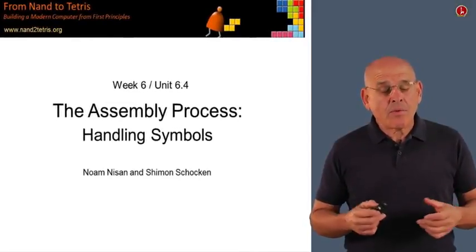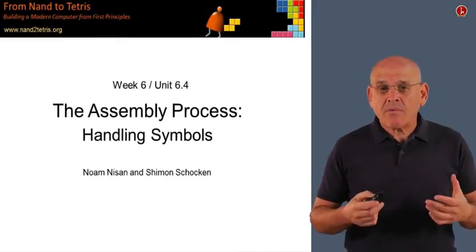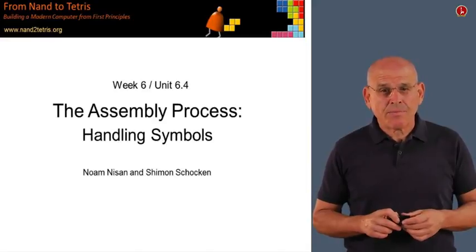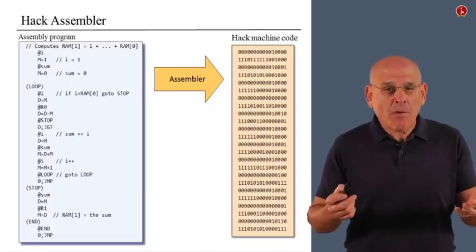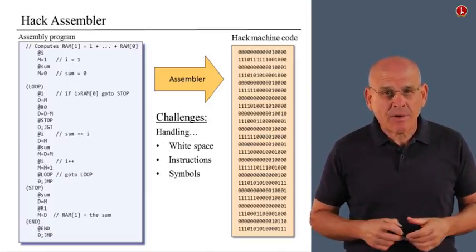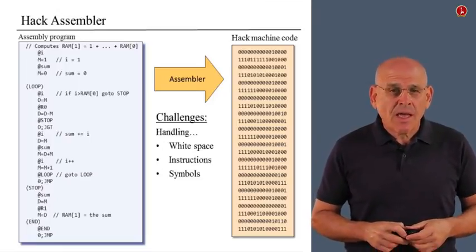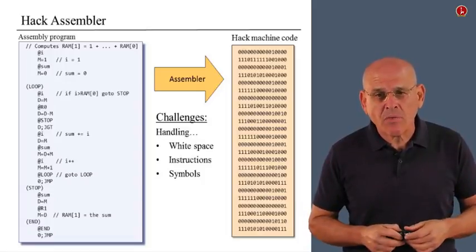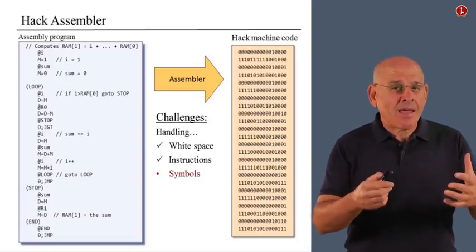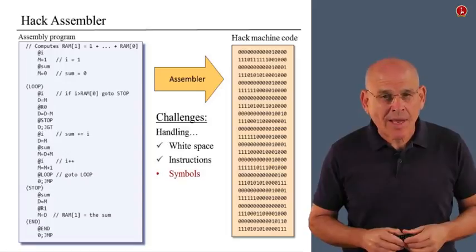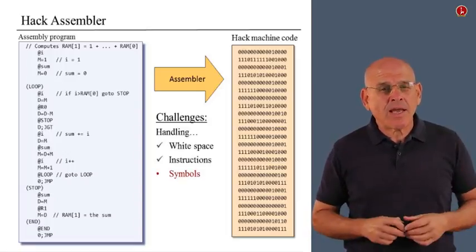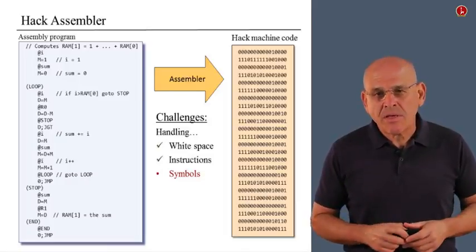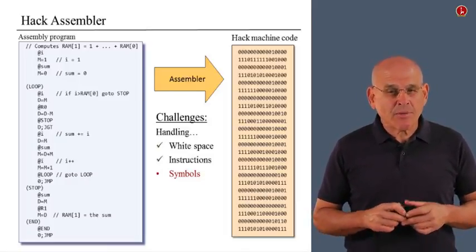In this unit, we will talk about how the assembler represents and handles symbols using binary code. So the general problem that we are facing is writing an assembler for the HEC machine language. And the development strategy that we adopted was one of delaying the treatment of symbols to a later stage. Well, this later stage has come up, and we now have to deal with symbols explicitly.